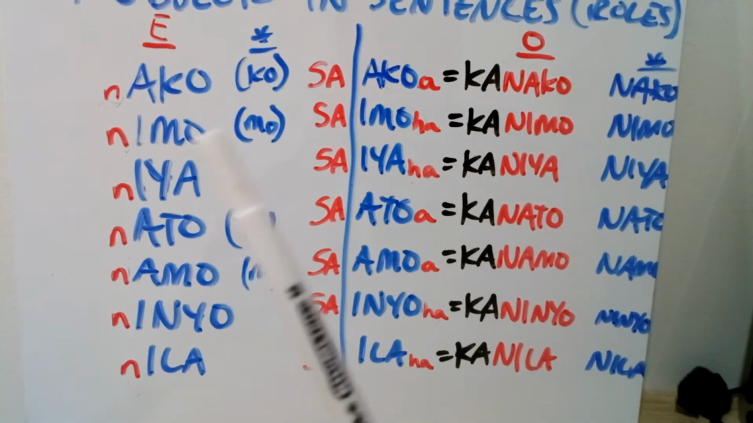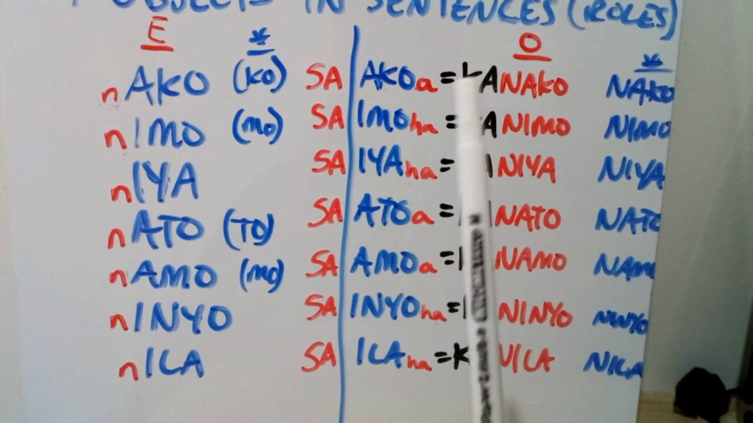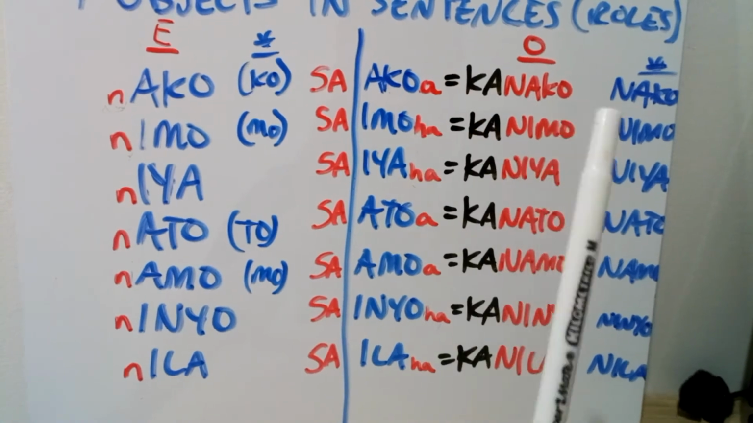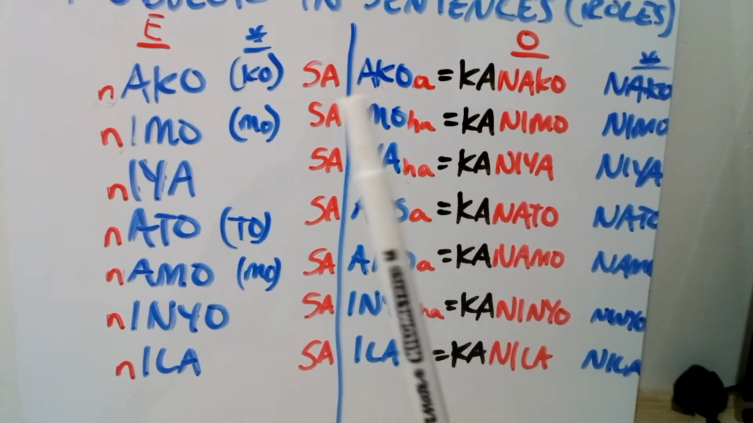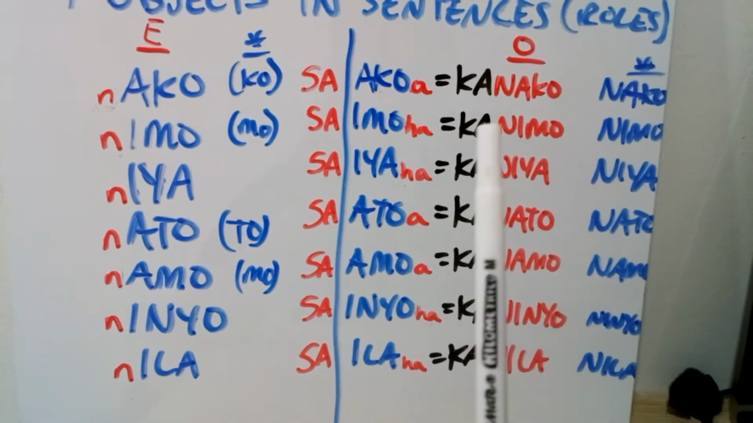But remember, even though it's ergative in its unit and we changed it to an oblique, you still cannot have two oblique forms in one sentence like this. So sa ako a, kanako, you have to choose one or the other.